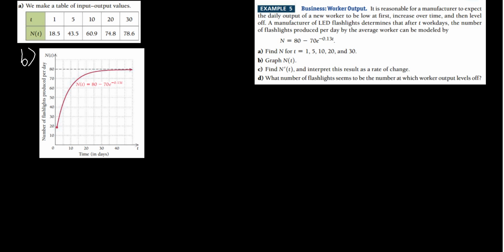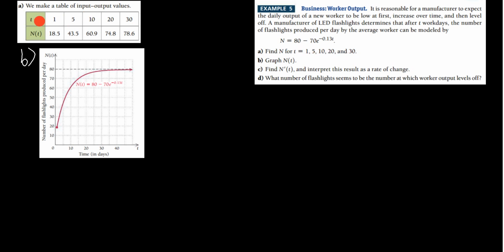So that makes sense. A manufacturer of LED flashlights determines that after T work days, the number of flashlights produced per day by the average worker can be modeled by this equation. So find N for T equal to 1, 5, 10, 20, and 30. All we're doing for A is plugging in these values for T. And we see that here.